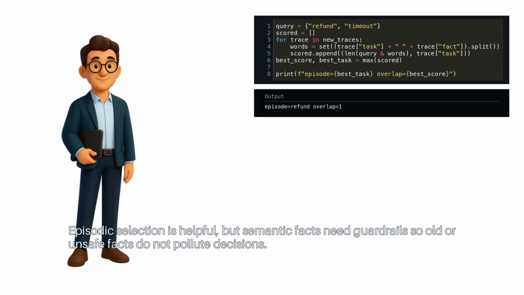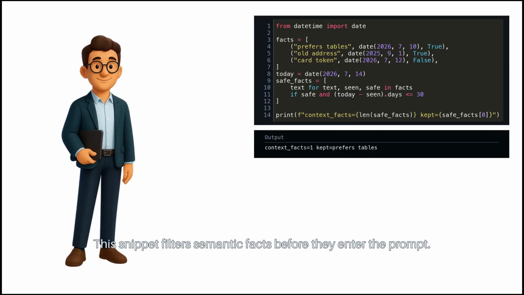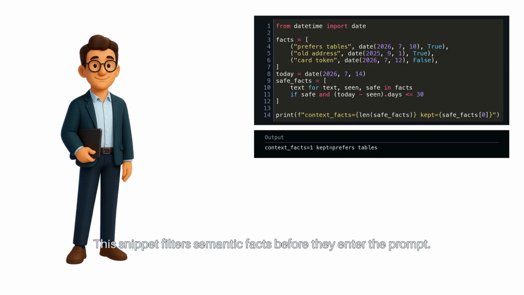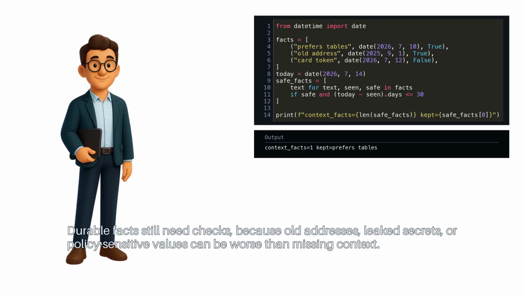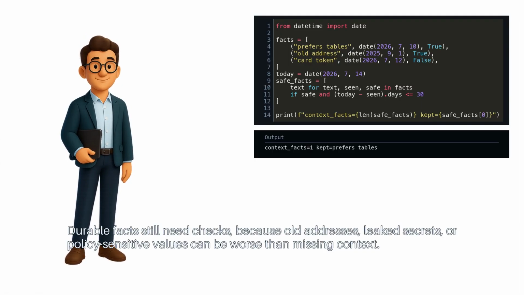Episodic selection is helpful, but semantic facts need guardrails, so old or unsafe facts do not pollute decisions. This snippet filters semantic facts before they enter the prompt. Durable facts still need checks, because old addresses, leaked secrets, or policy-sensitive values can be worse than missing context.